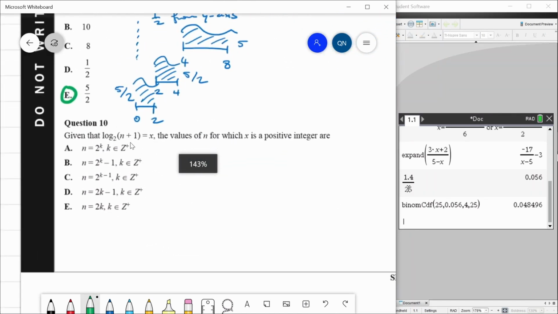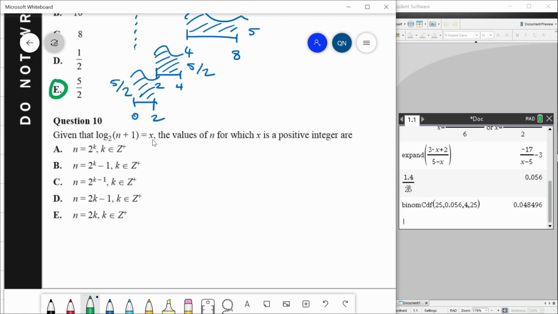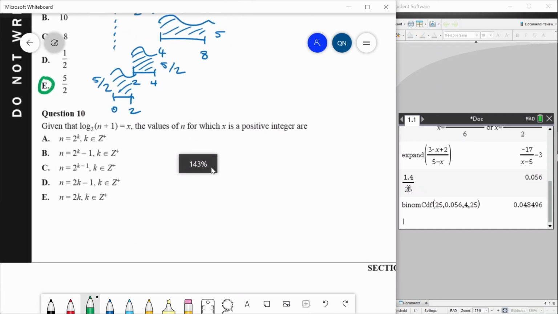So question 10. Given that log base 2 of (n plus 1) equals x, find the values of n for which x is a positive integer. Okay, so we have x is a positive integer. Let's see over here. Could we rearrange this? So maybe we can write it as 2 to the x is equal to n plus 1. So we want x to be a positive integer. Okay, well, we can also rearrange this for n. So I guess n is equal to 2 to the x minus 1.